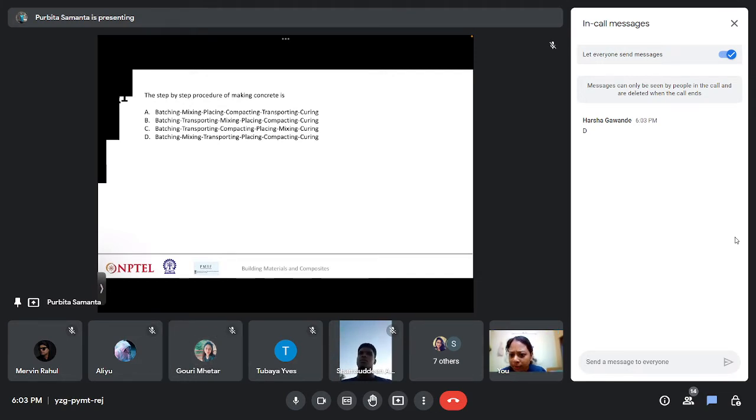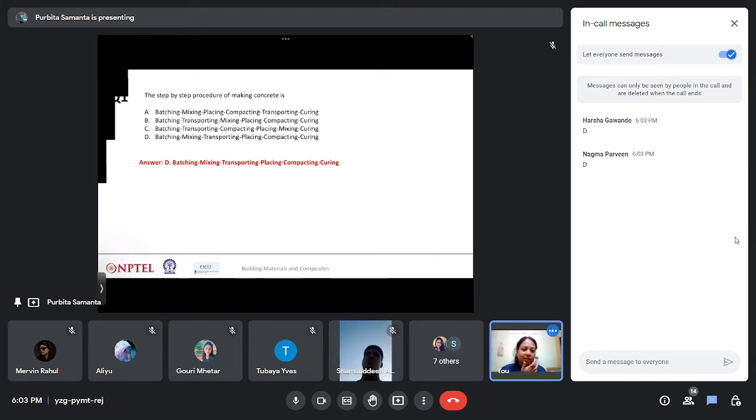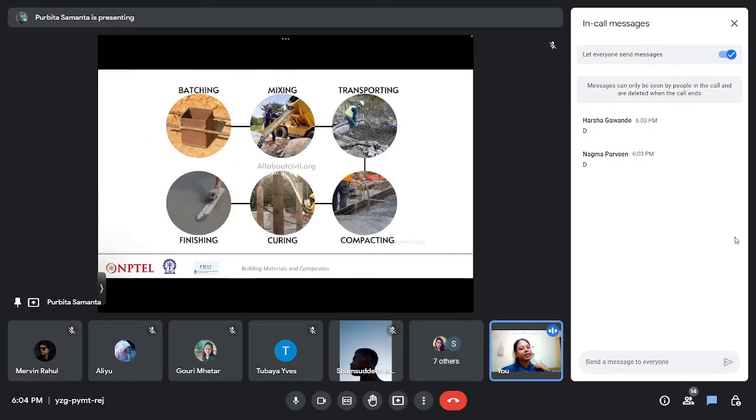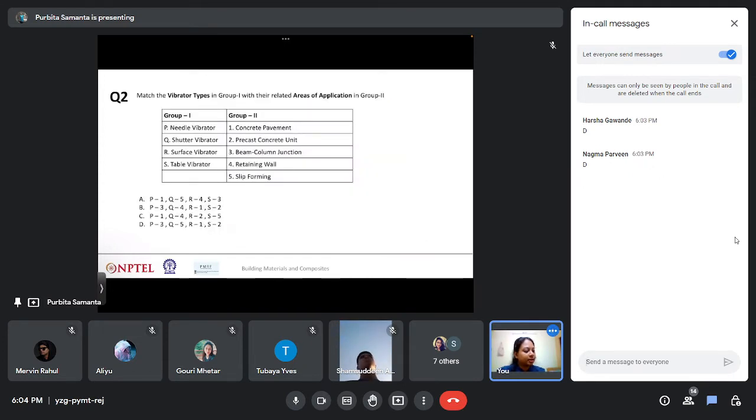I hope the screen is visible. Yes, absolutely correct. Harsha, Nagma. The correct sequence is batching, mixing, transporting, placing, compacting, and curing. If you look at this image, the first stage is batching. We had also learned this when we were doing our module on glasses, that batching means that the raw materials are taken in proportion.